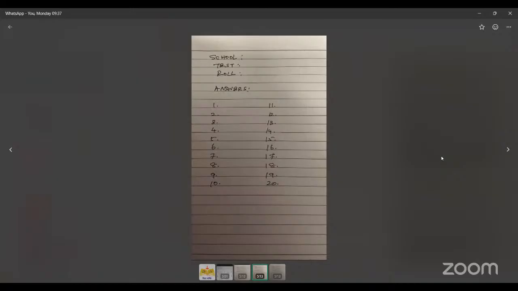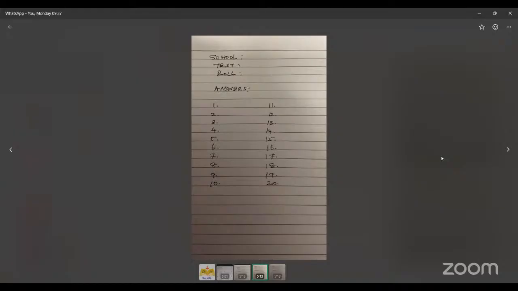Those schools which have not received MCQ bubble sheets can use this method. You should use only the ruled notebook. Do not use an unruled notebook. This is the first thing: a ruled notebook only must be used.